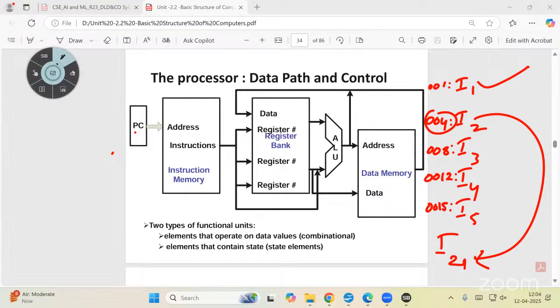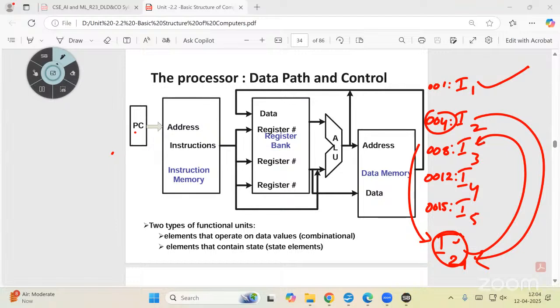In that case, the PC can be storing this instruction address. The PC can be loaded internally with this address. Then that is executing the program. After completing this, again it is shifting to the I3 instruction. That is the purpose of the program counter. The program counter is holding the address of the next instruction.